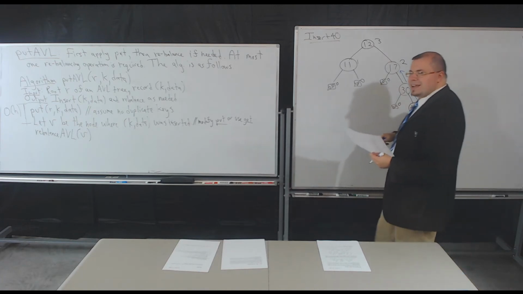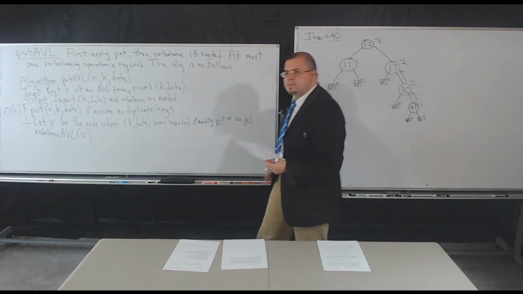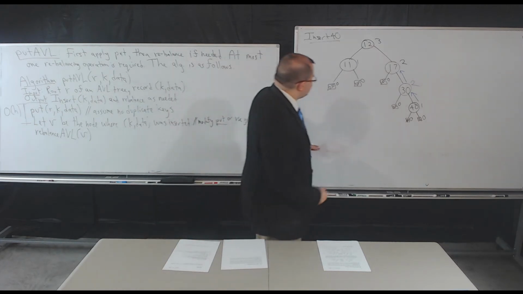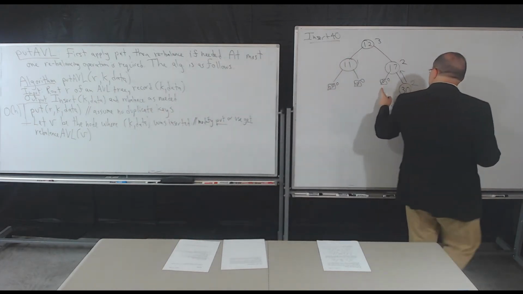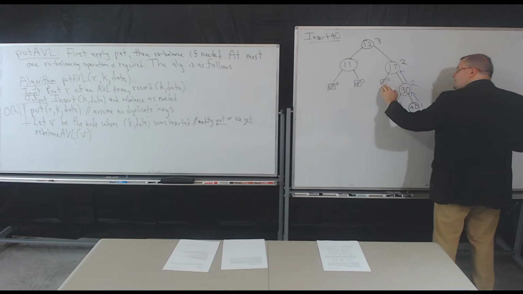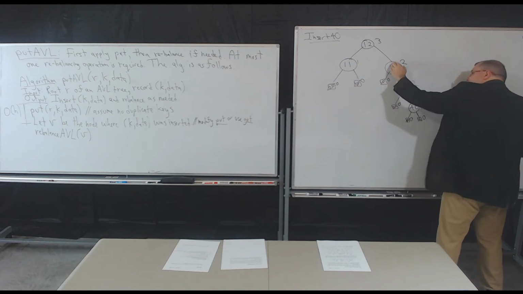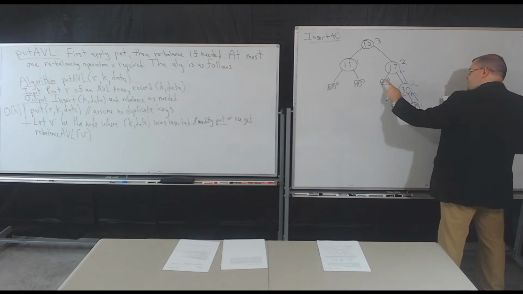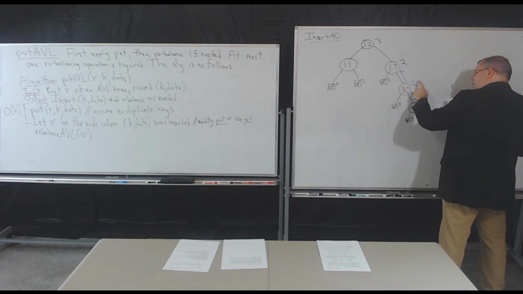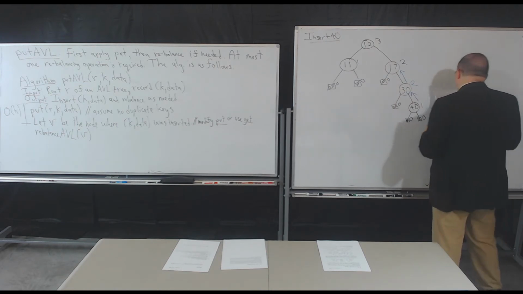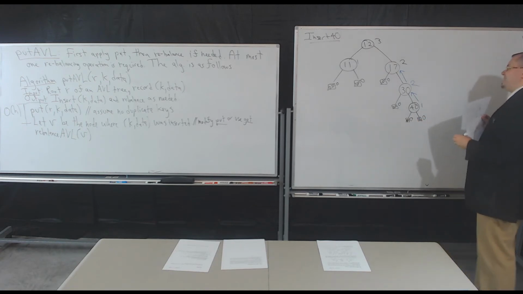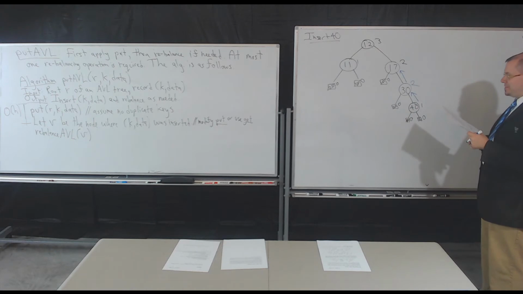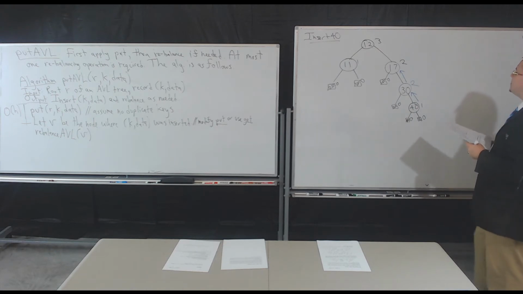Do I recompute its height, or do I do that after? Maybe I should recompute its height last. What I should do is check its children, because once I know the heights of its children, I can recompute the height, correct? But what's happening here? I have 0 for the left and 2 for the right. Uh-oh. This violates the height balance property, so what should happen?